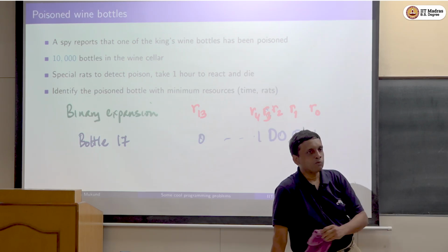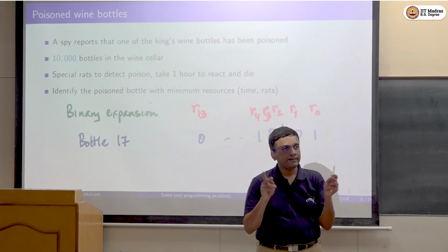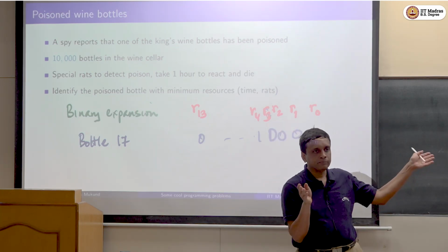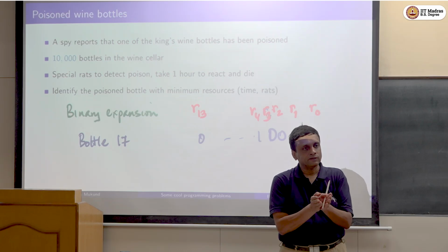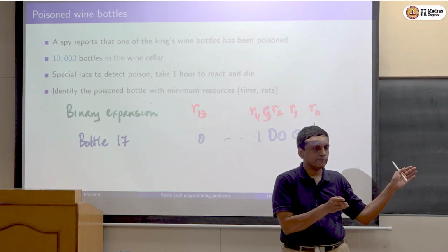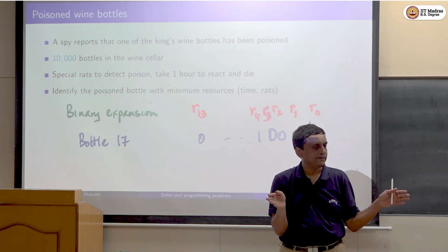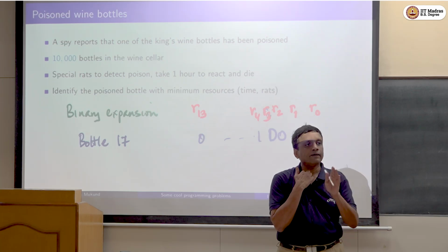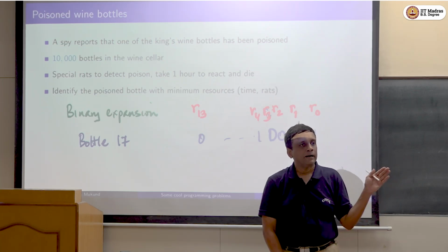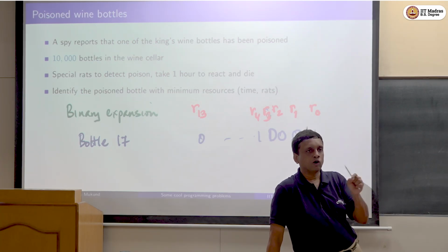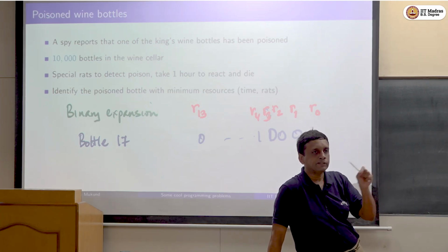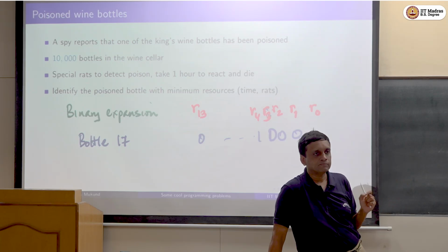Right? So I take each bottle, I take its numbering. I know that it can be numbered in 14 bits, right? Because we said that 2 to the 13 is 8,000 something and 2 to the 14 is 16,000 something. So 10,000 can be numbered in 14 bits. So every bottle has a unique binary expansion. So I take its binary expansion and I put a drop of that bottle into each rat which appears as a 1 in its binary expansion.